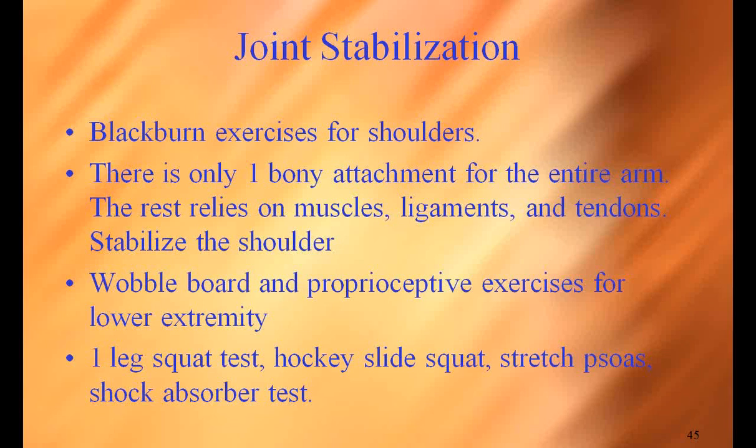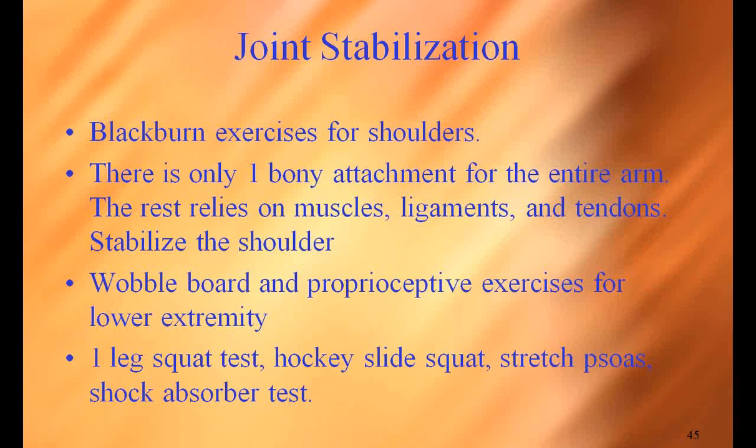And another thing to keep in mind, too, is that we've got this arm with a lot of different bones and muscles in the area, but there's only one tiny bony attachment for your entire arm to your torso, and it's called your sternoclavicular joint. Everything else, besides that one tiny joint, is held on by the muscles, ligaments, and tendons to stabilize the shoulder. So, training all those muscles, ligaments, and tendons to keep them as strong as possible is going to give you a lot more control and increase the performance there.